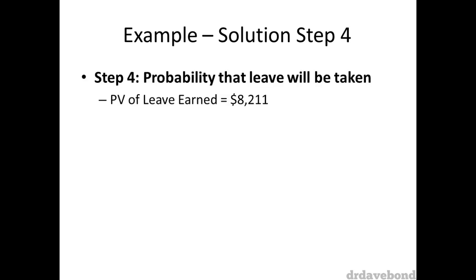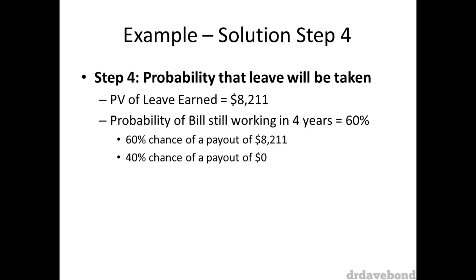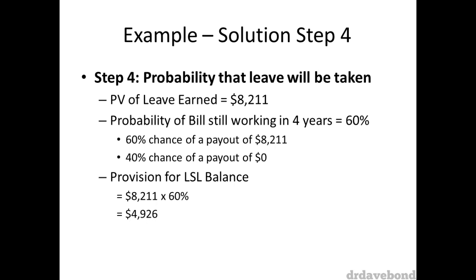Step 4 is to take into account the probability that Bill will actually still be at the company in 4 years' time. If he isn't, then he won't get anything in relation to his long service leave. In this case, the probability of Bill still working in 4 years is 60%. So this means there is a 60% chance of a payout of $8,211, and a 40% chance of a payout of nothing. This means the long service leave liability, which is on the balance sheet at the end of the year, is $8,211 multiplied by 60%, which equals $4,926.